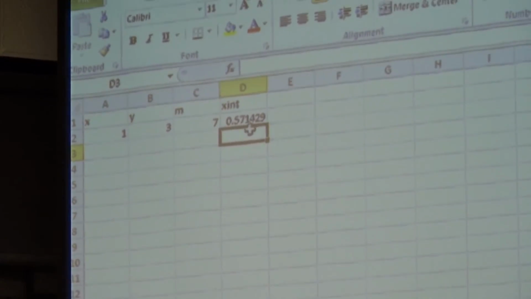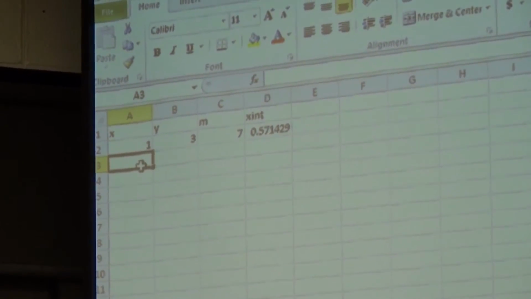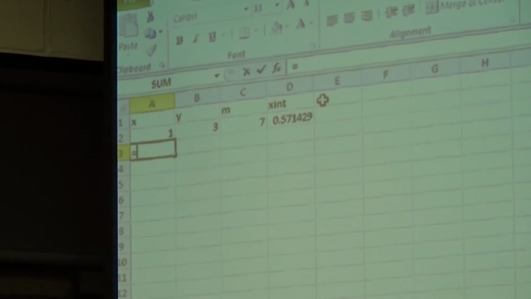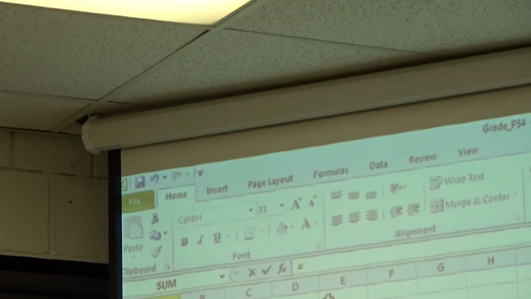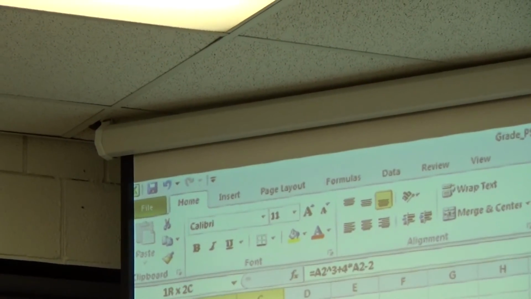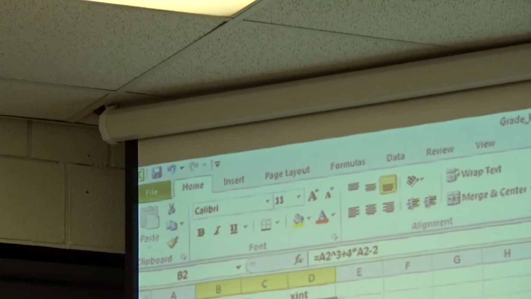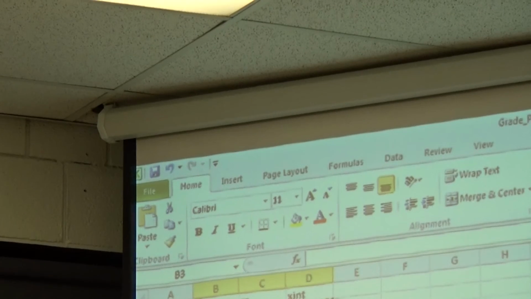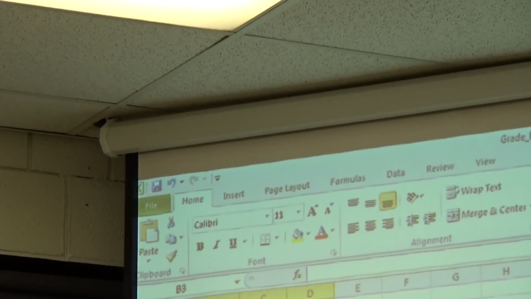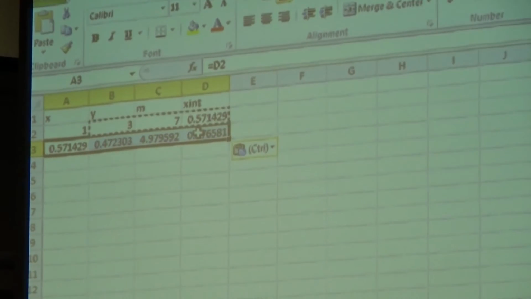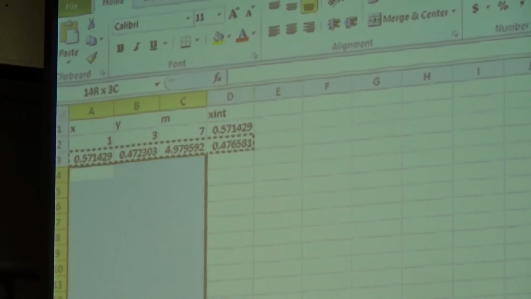Now what can I do? Which cell should this always equal? This will be the next guess. This should always equal the first cell, D2. Equals D2. And then I can just highlight this, and you all know this, copy the cells, go here and hit paste. What's paste? Control V, yep. Paste it. And then take all this, copy, and paste.